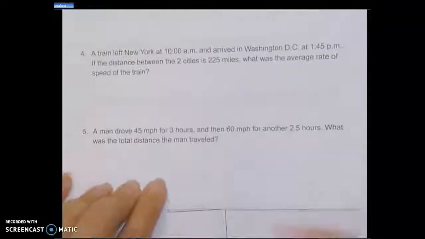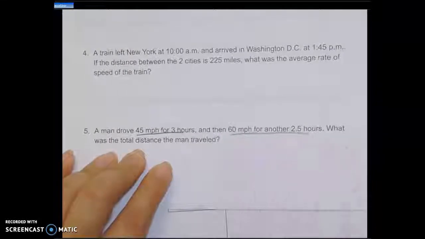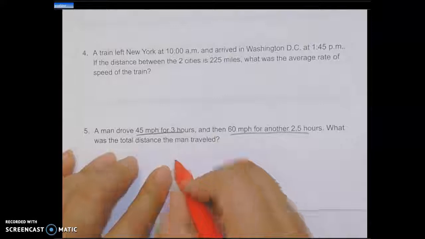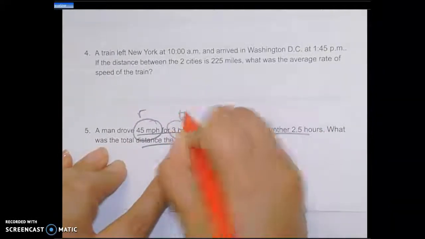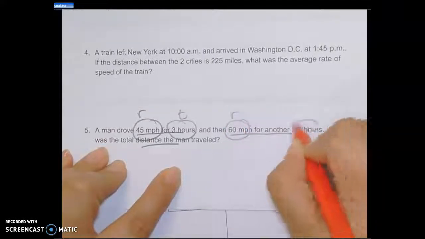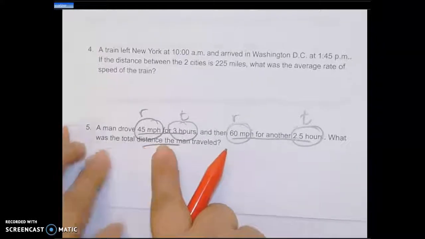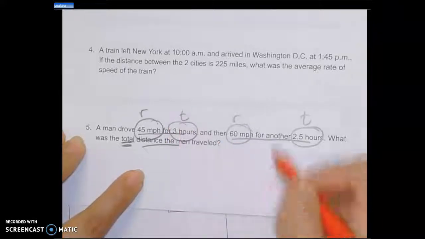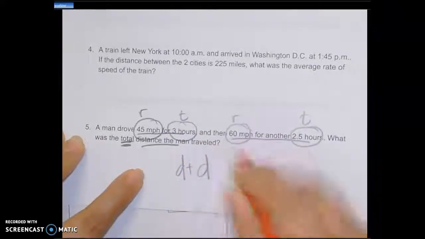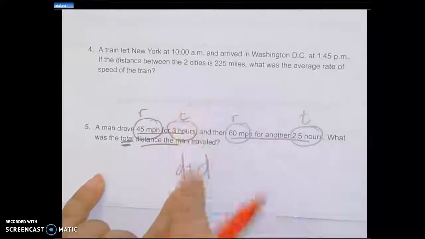So you need to look through these and figure out what's given to you and what you're solving for. One of them that is kind of different is number 5. It says a man drove 45 miles per hour for 3 hours and then 60 miles per hour for another 2.5 hours. What is the total distance? So this is my rate. This is my time. Here's another rate and another time. There are 2 different ones, and for each one I'm going to look for the distance, but it says total distance. So I would take the distance for this and the distance for this and add them. So once you've figured out what the distance is for each one, then you add it.